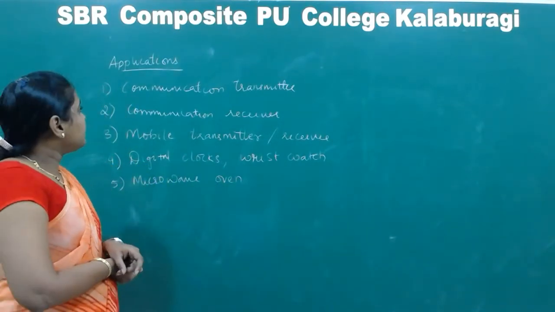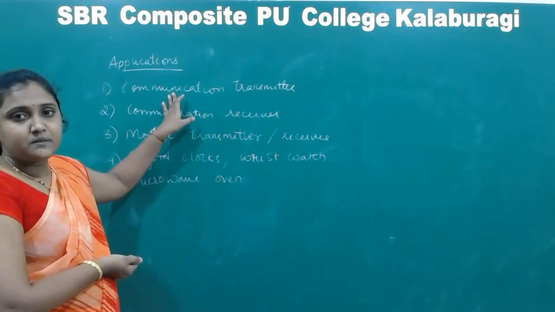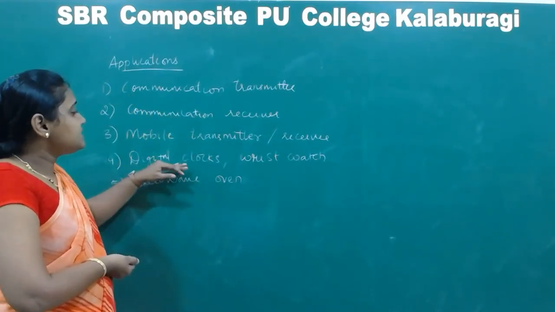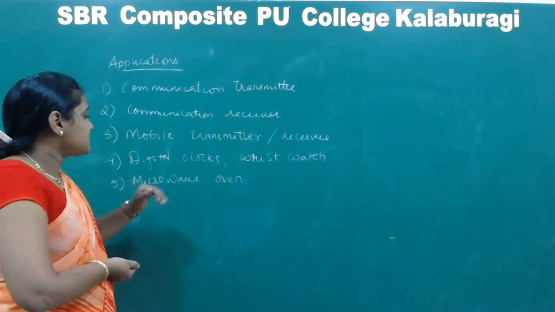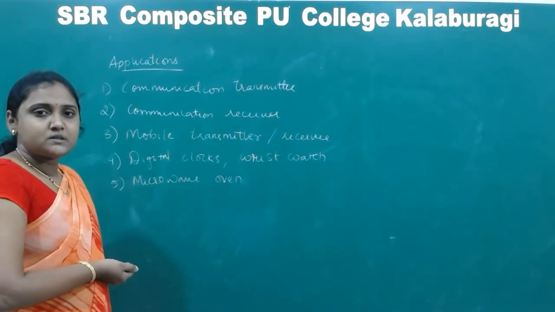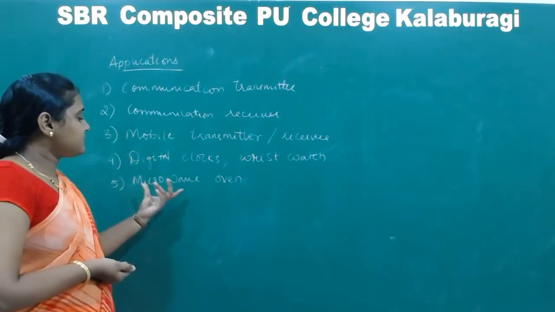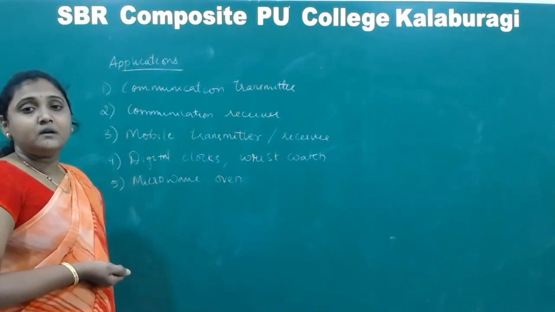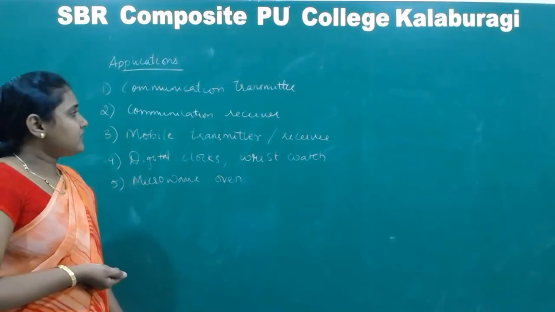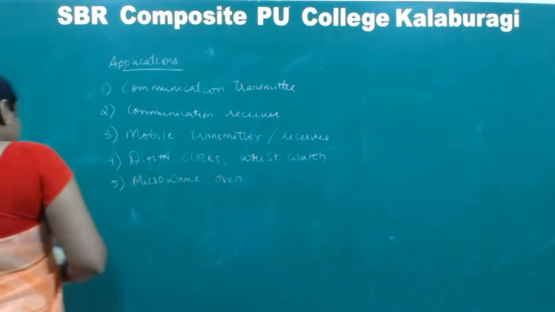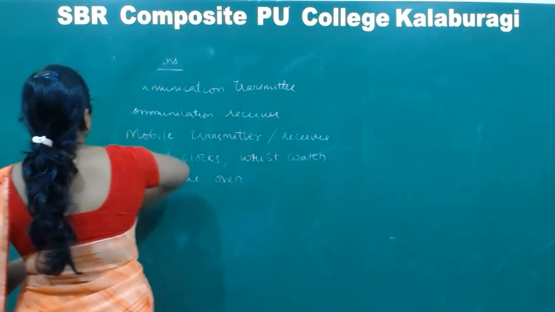Here, these are all the applications: communication transmitter, communication receiver, mobile transmitter and receiver, digital clocks, wristwatches, microwave ovens, where it can also be used in the frequency generation of microwave signals, and in the timing circuitry used in microwave ovens. Clear? These are the advantages and applications of the crystal.